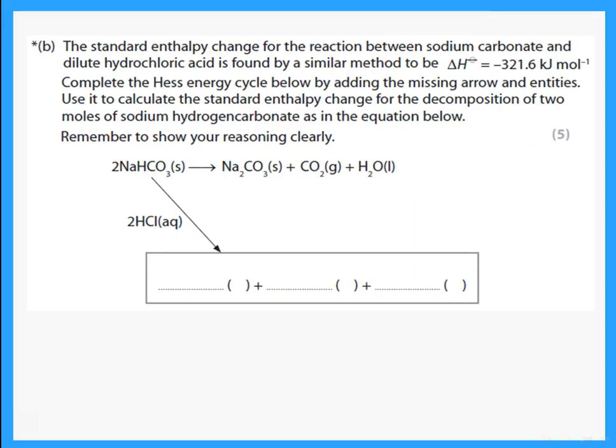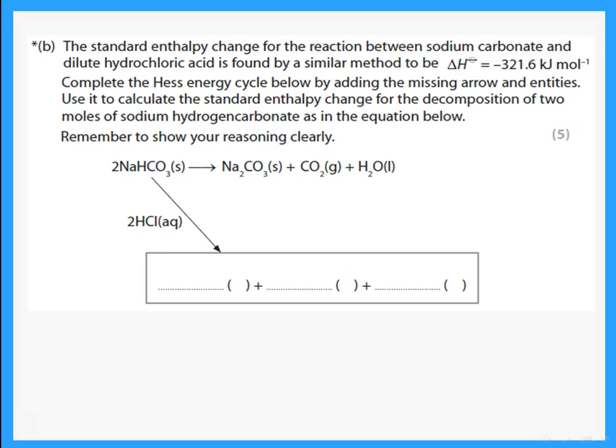Then he says the standard enthalpy change for the reaction between sodium carbonate and dilute hydrochloric acid is found by a similar method to be this value. Complete the Hess energy cycle below by adding the missing arrow and entities. Use it to calculate the standard enthalpy change for decomposition of 2 moles of sodium hydrogen carbonate.